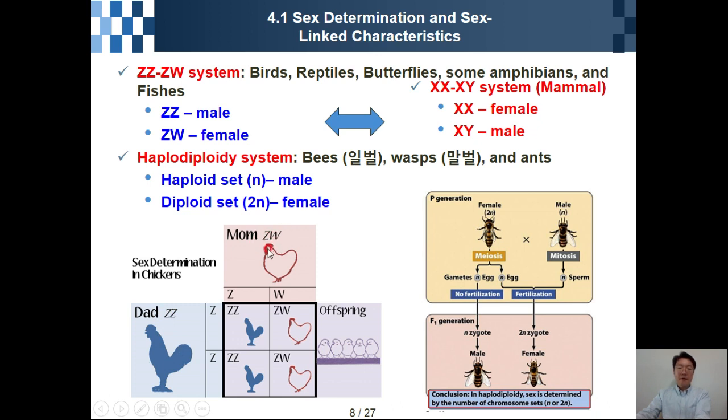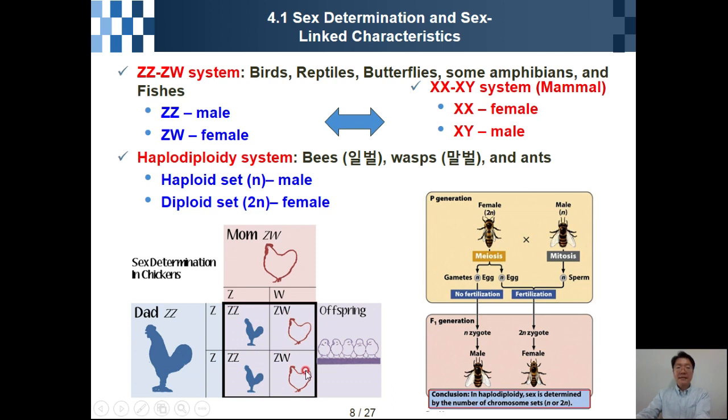So dad makes the gamete Z, and the mom can make Z or W. After this is the Punnett square. In this square they will make the male, and in this square they will make the female, and females like this.